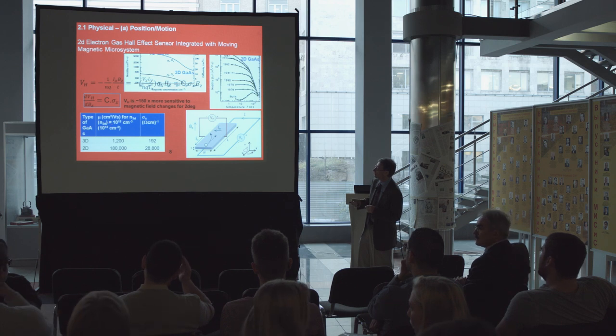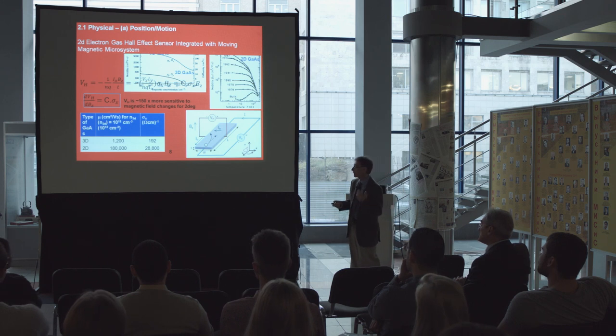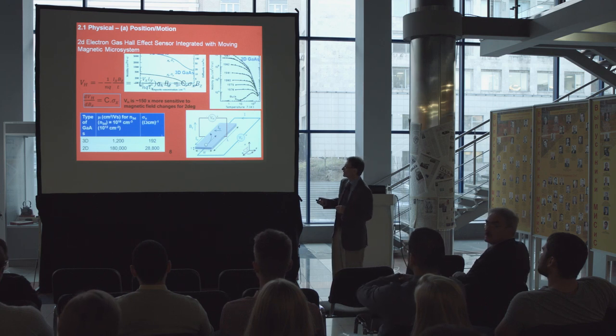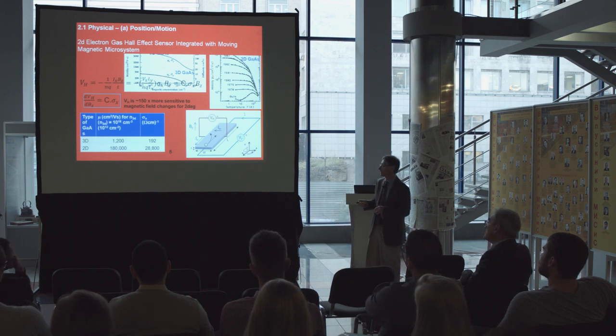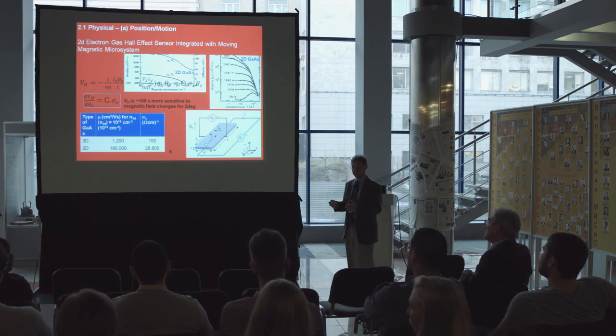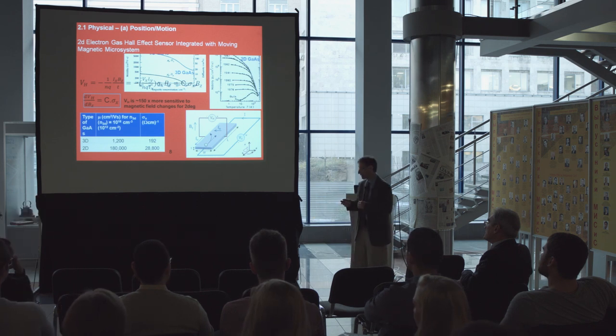You read the mobility, and you find the mobility would be around 1,200 centimeters squared per volt second, same units. 180,000 would be what you'd expect for the two-dimensional electron gas, which means that the sigma x, the constant in here, is going to be around 150 times larger in the two-dimensional gas, which means you're going to have the basis of a very good sensor if you engineer structures like this.